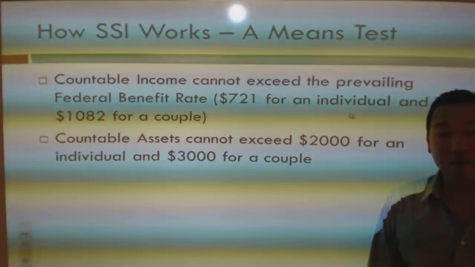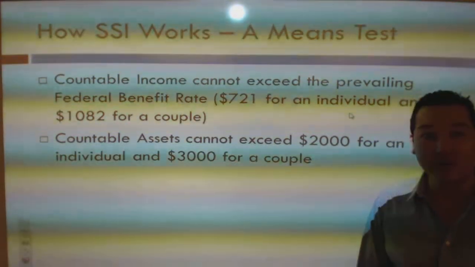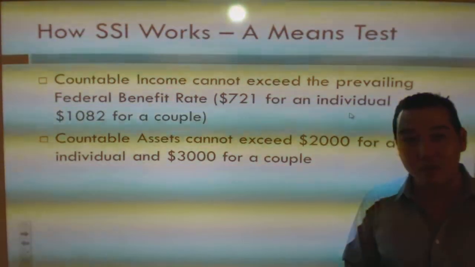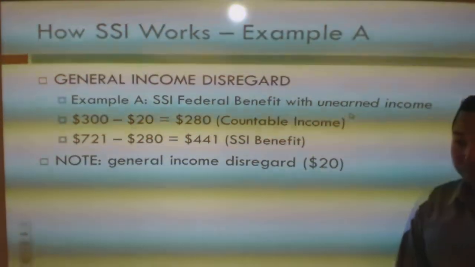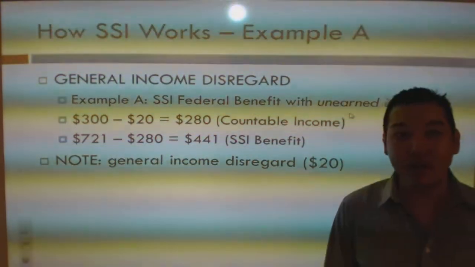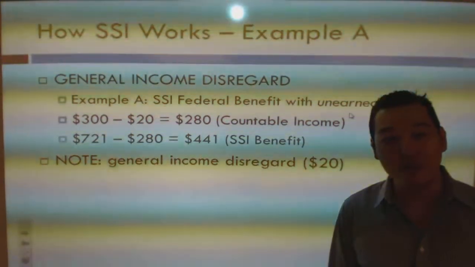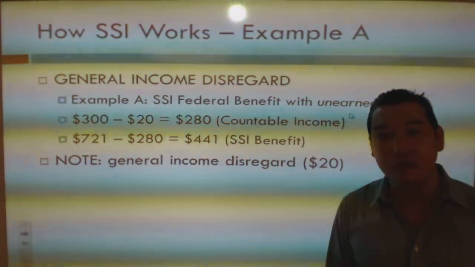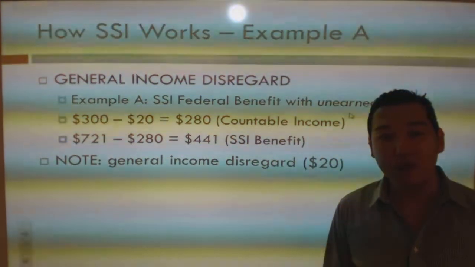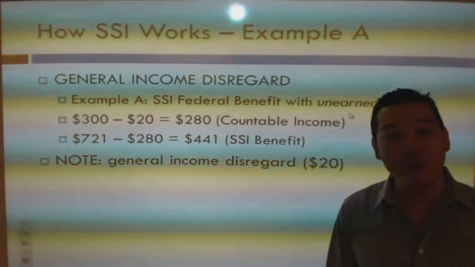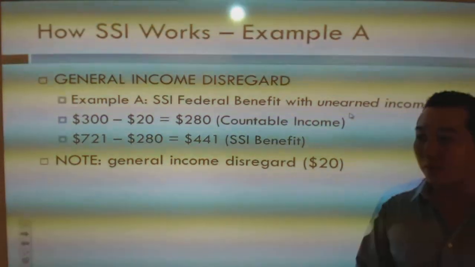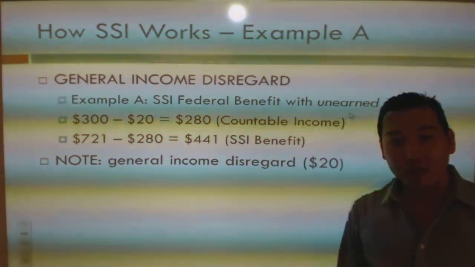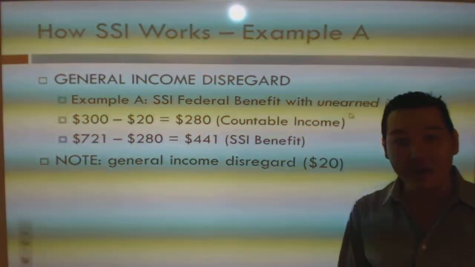And then your assets have to be less than a certain amount. It's $2,000 for an individual, $3,000 for a couple. That hasn't changed since 1982 when those limits were first implemented. So I'm just showing a couple of examples of how the program works. The program will distinguish between whether you have earned income, whether you've worked for your income, or whether you're just receiving income from some other source. There are different disregard amounts depending on whether you have earned income or unearned income.